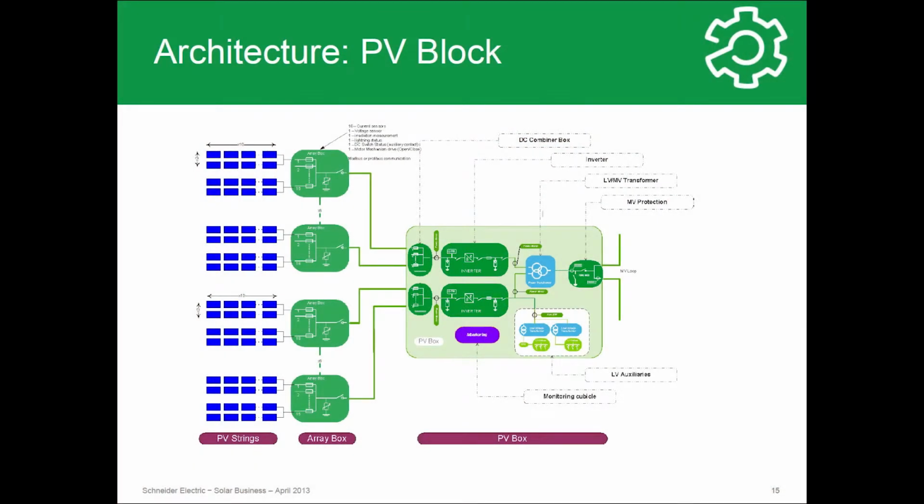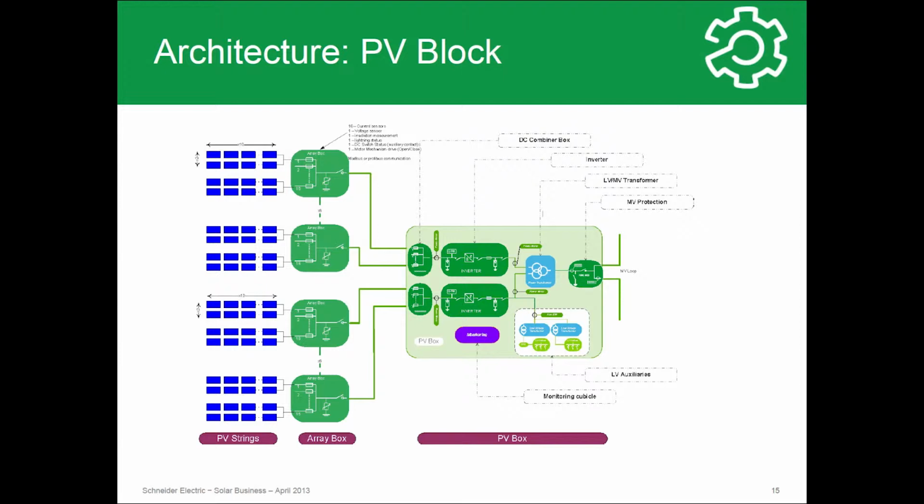Just a quick reminder of what those PV blocks are. Here is the array box. You could have an array box with 8, 16, maybe 24 strings connected to it. Then they go to the DC combiner and eventually to the inverter. And only there you go to the transformer.